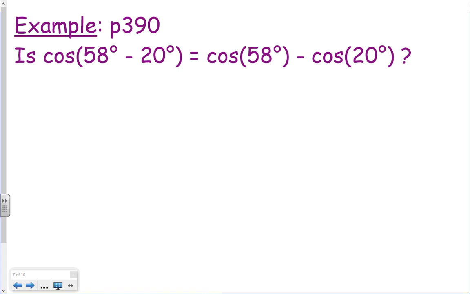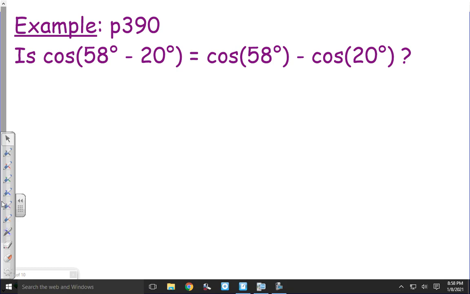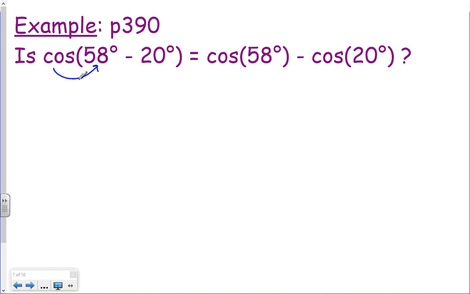All right, so let's start out with an example here. And the question that we're being asked here is whether or not the cosine of 58 degrees minus 20 degrees is equal to the cosine of 58 degrees minus the cosine of 20 degrees. In essence, this is kind of wondering, does this cosine have this distributive property almost? We could distribute cosine to each of those arguments, each of those angles, and then take the difference of those two cosines. So let's grab our calculator.